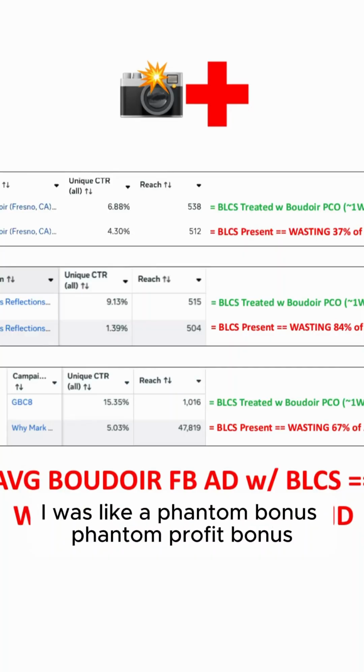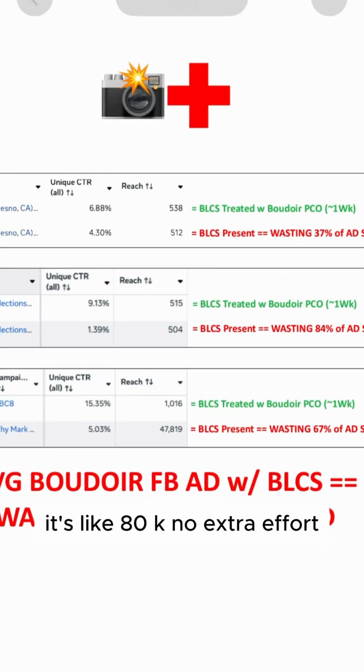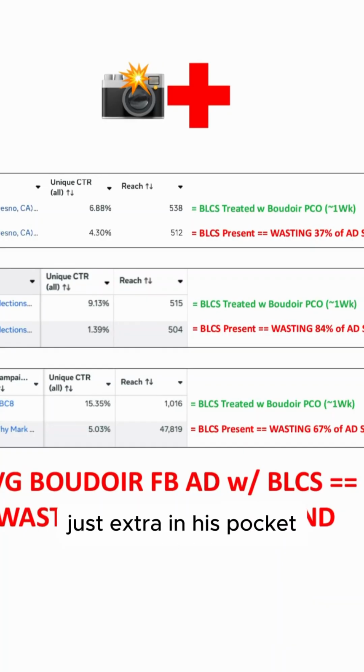It's like a phantom bonus, phantom profit bonus, Boudoir Pico bonus. At the end of 12 months, it's like 80K. No extra effort, no extra servicing other clients, just extra in his pocket.